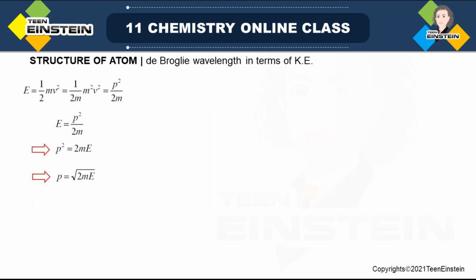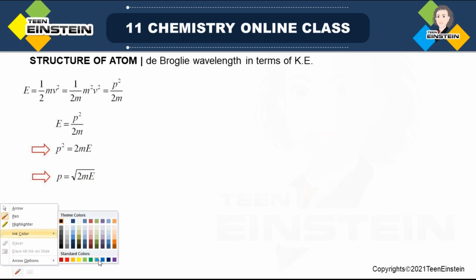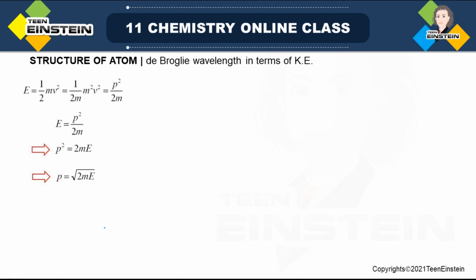Now this De-Broglie wavelength, that is lambda, we will see here that we can also express it in terms of kinetic energy, because this type of formula will help you to solve problems. So if we can remember all possible formulas, it will be easier for us to answer the question. We know that kinetic energy is E equal to half mv square.